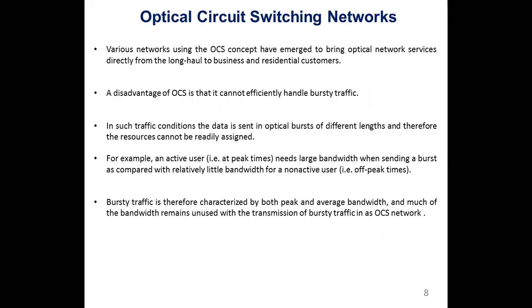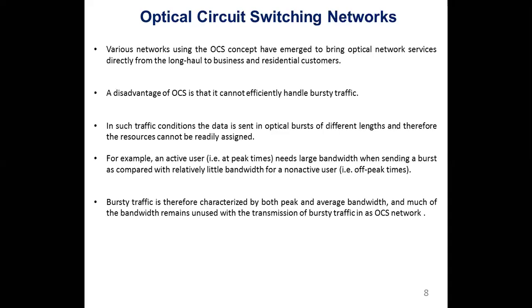The disadvantage obviously is that it cannot handle bursty traffic, this traffic which comes at any particular time. It is more of a static kind of network, and the traffic conditions are set. If traffic is sent in bursts at different times, different lengths, then this kind of circuit switching network is not useful. Take an active user using the internet at peak times, let's say office hours, and requiring large bandwidth. When this kind of user is sending bursty data, then the circuit switching strategy is not very helpful. It will basically waste the bandwidth.